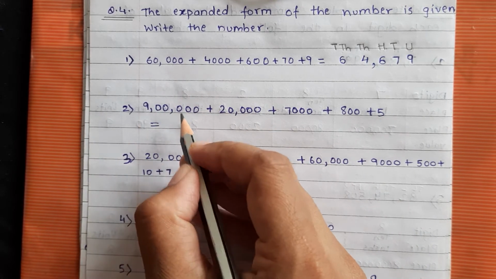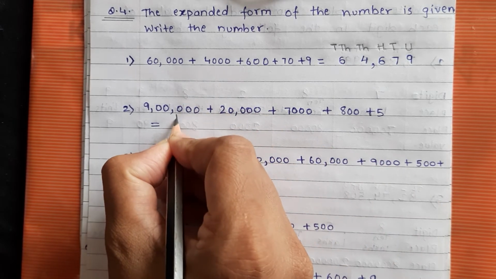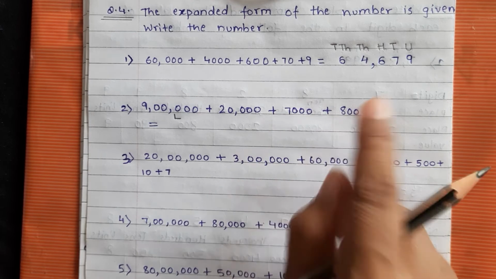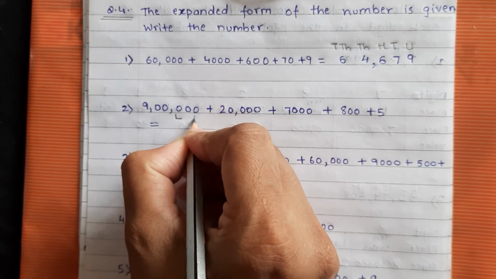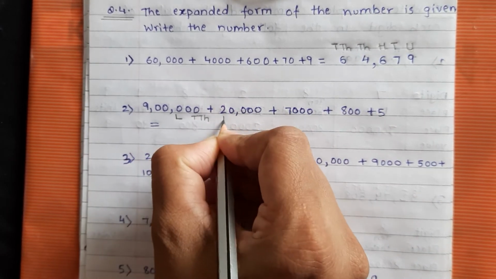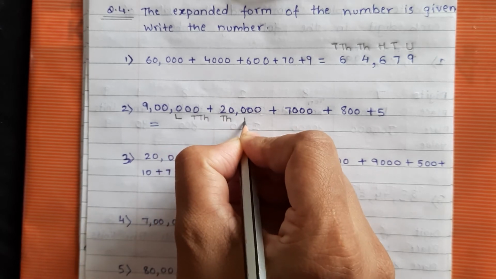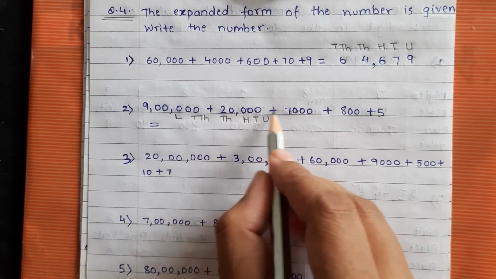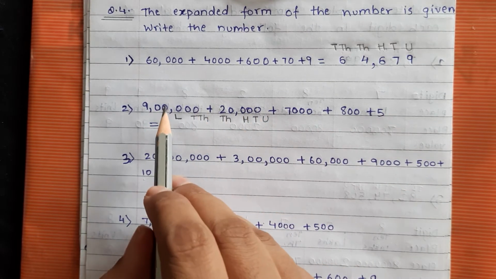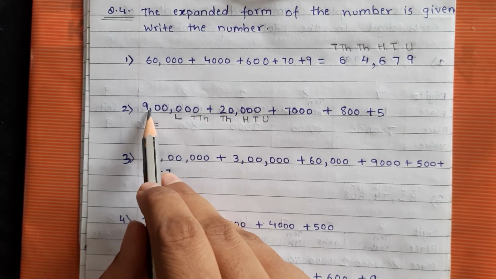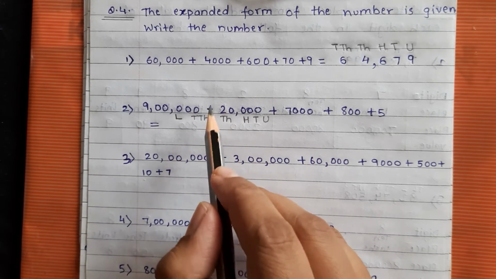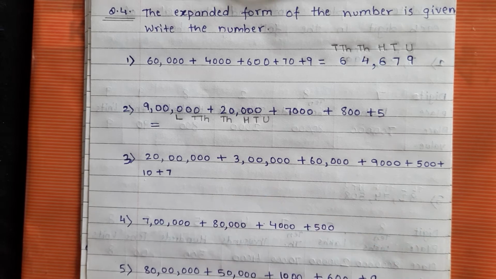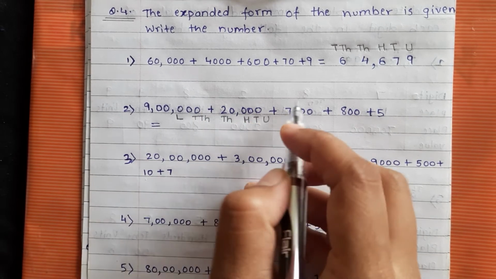9 lakh. So first place will be our lakh. And after lakh, don't look here. Directly write down all the places that you already know: 10,000, thousand, hundred, tens and units. Don't look at the next numbers. Only look at the first number and write down that place here and write down all the places after that place that we know.